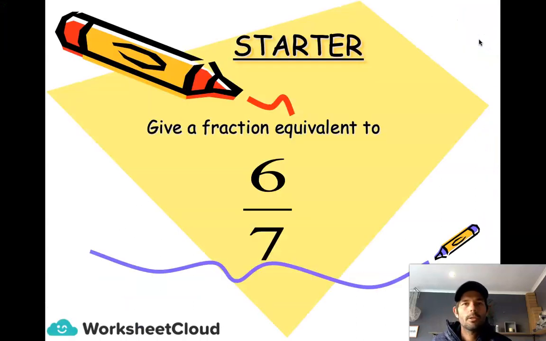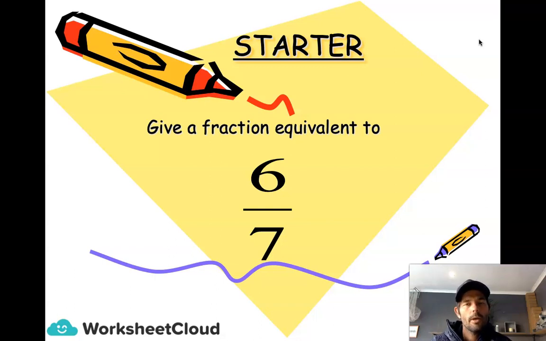Okay, fractions. So I just want to recap a couple things we've spoken about in the previous days. So the first thing I need you to do is give me a fraction equivalent to 6/7. Yes, that's quite correct. If you had given me 12/14, that would be perfect. Okay, so the key there is whatever you do to the numerator, you must do to the denominator.